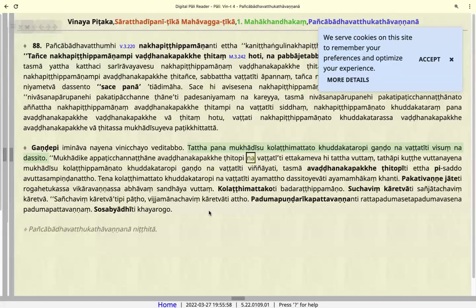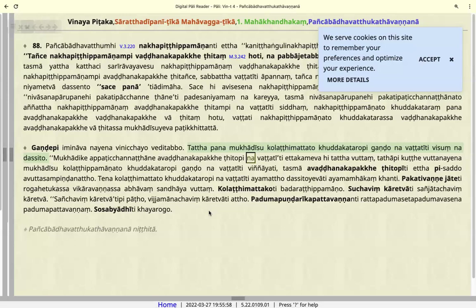Pañcābādhavatthu, five types of disease. When we ask five types of disease, is it one attention? When we ask whether you are free from this service, servant or the government, this question is another attention. Therefore, even though we made a lot of questions at the same time, attention is not the same.